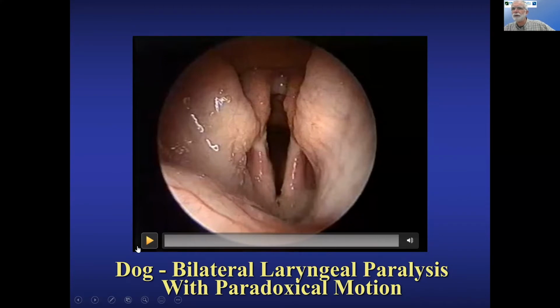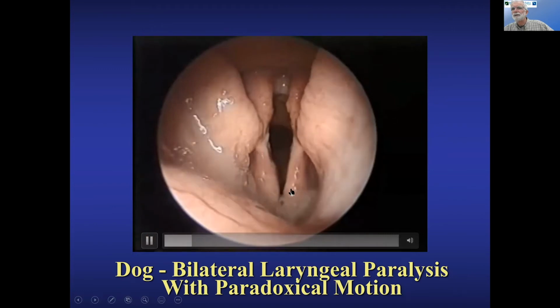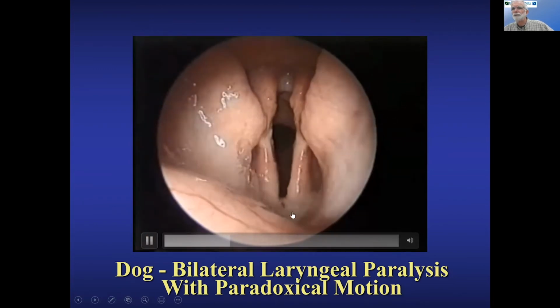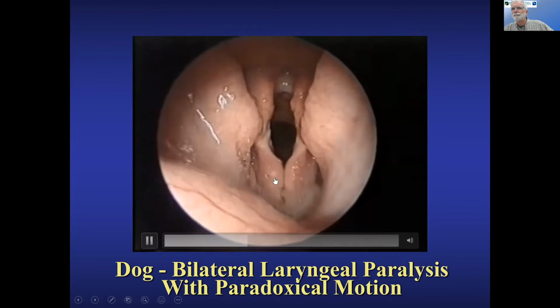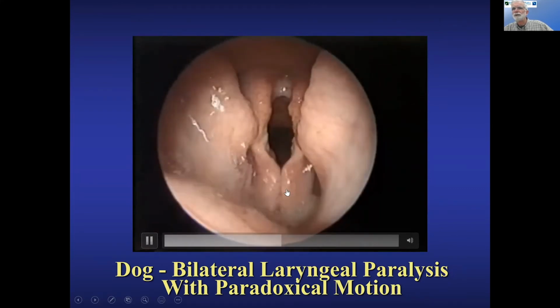So we're going to give doxapram. I want you to watch the cords. I'm going to make the sound that occurs when these dogs breathe in and when they breathe out, and you're going to see what causes the fluttering sound on those cords. Okay, so here we go. You can tell inspiration by seeing the whole larynx move caudally and secretions move inward. So they're closing now, beginning to get worse, starting to make noise.